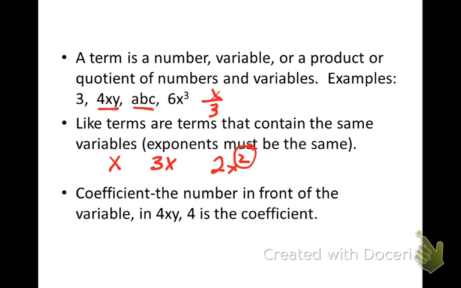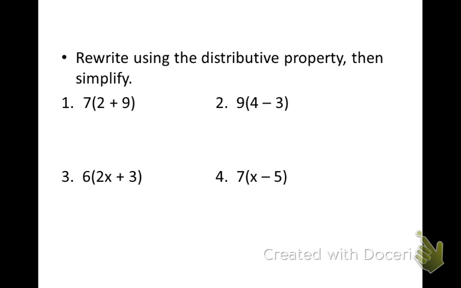A coefficient is the number in front of the variable. So in 4xy, 4 is the coefficient. What is the coefficient of y? Well, when there's not a number written in front, it's a 1 because 1 times y is y. So if there is not a number in front, the number is 1. That doesn't mean the variable is equal to 1. So we can use this information to help us do some things.